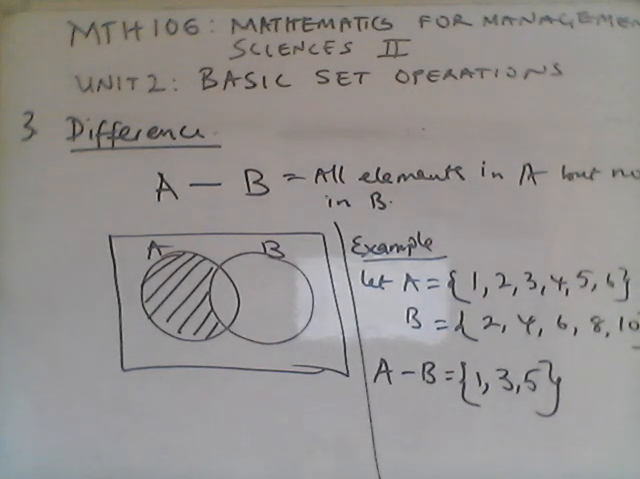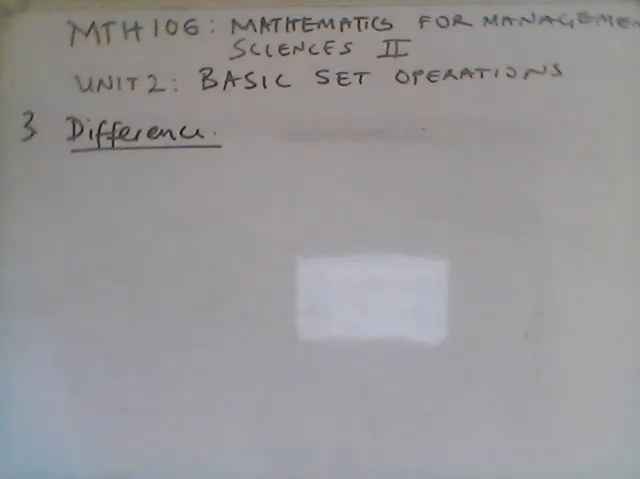The sets A difference B are normally disjoint. I'll explain that. Let R be the set of real numbers and let Q be the set of rational numbers. Then R difference Q consists of irrational numbers.